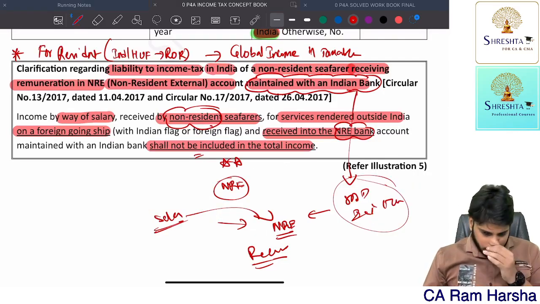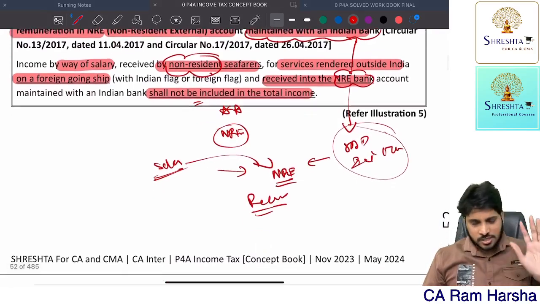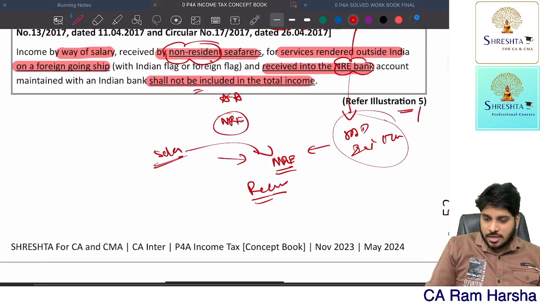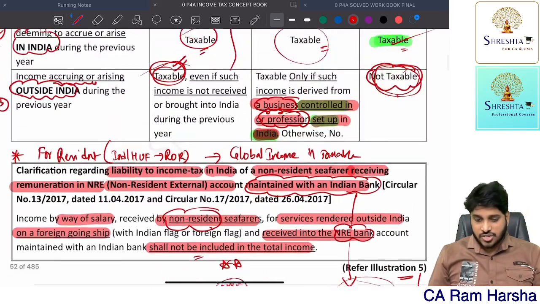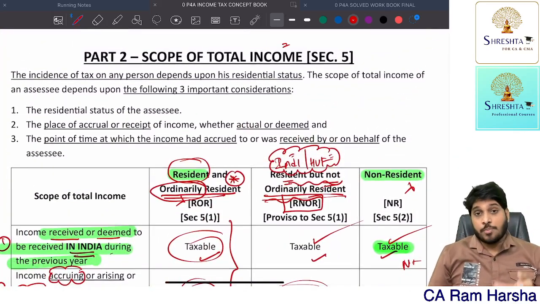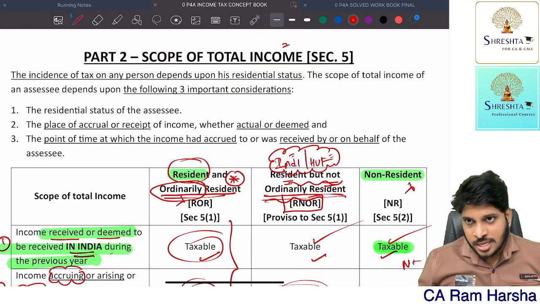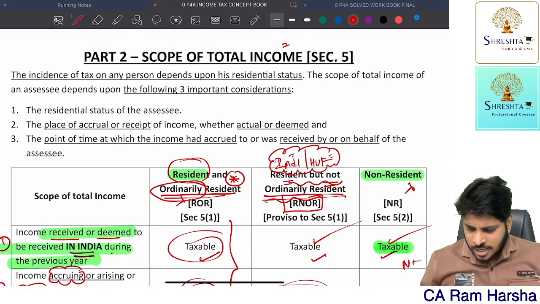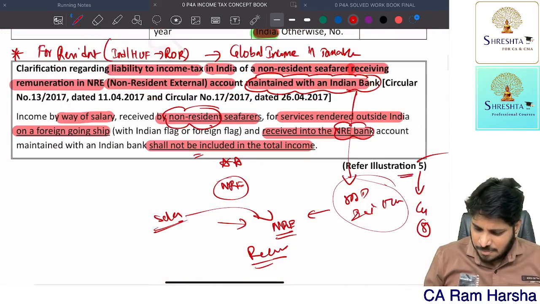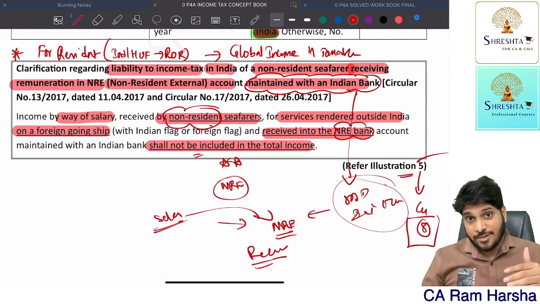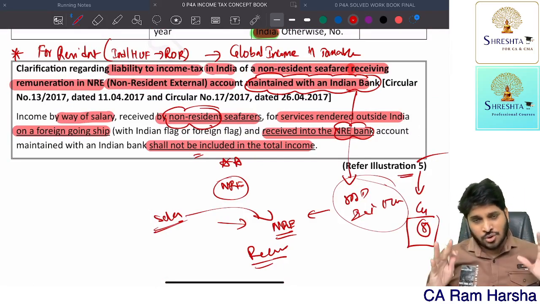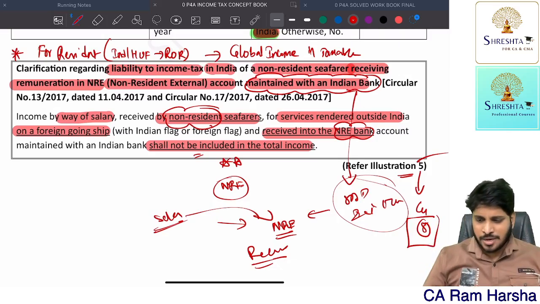Okay. So that is regarding this particular circular. Now there is an illustration, illustration 5, and there is another illustration, illustration 8. Both these illustrations are talking about scope of total income related problem only. So we will straight away solve. Illustration 5 is very easy. I will solve illustration 8, which is very big. Can we directly go and solve illustration number 8?